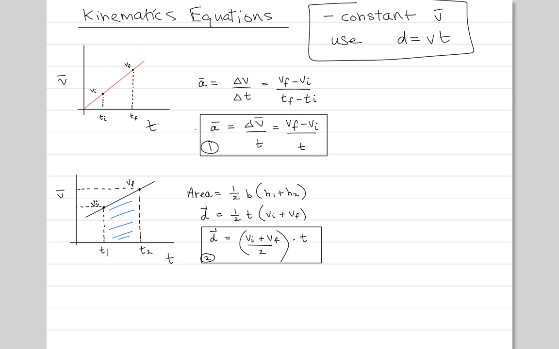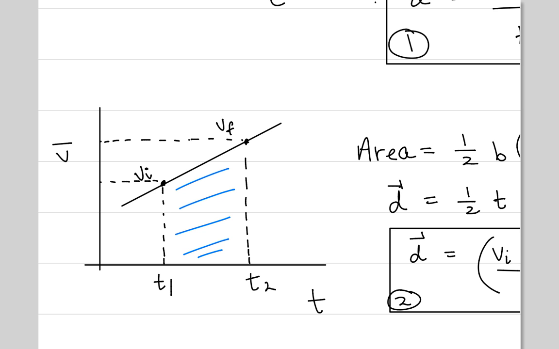Okay, so before we jump in, do you remember when we were finding areas, rather than doing the area of a trapezoid, we could do the area of a rectangle and a triangle? So that's what we're going to do. We're going to do the exact same thing, but just a different way.